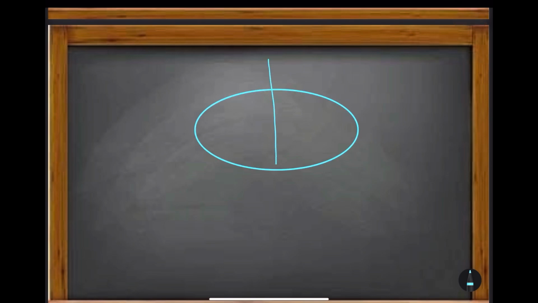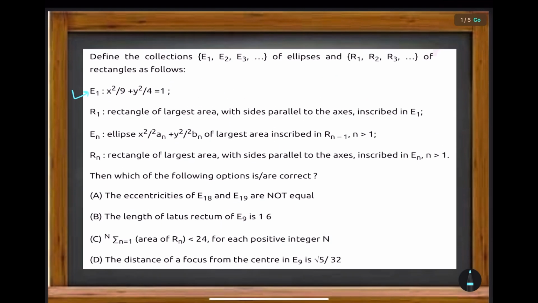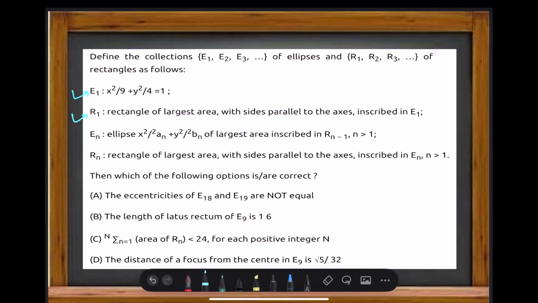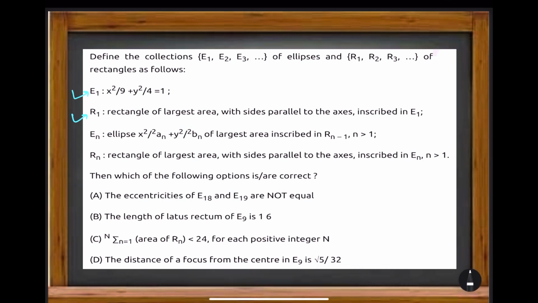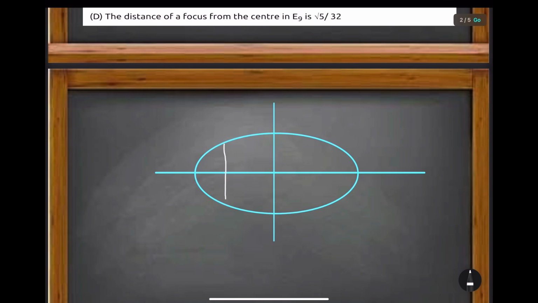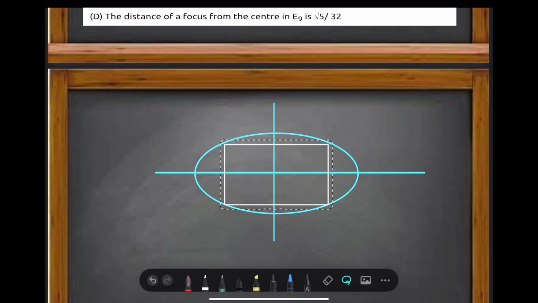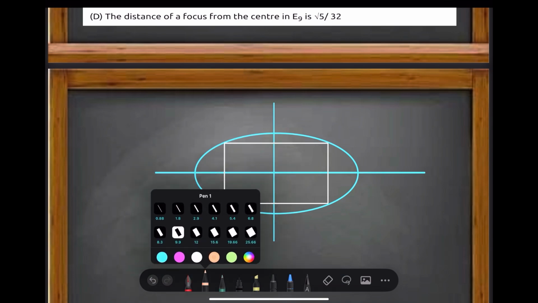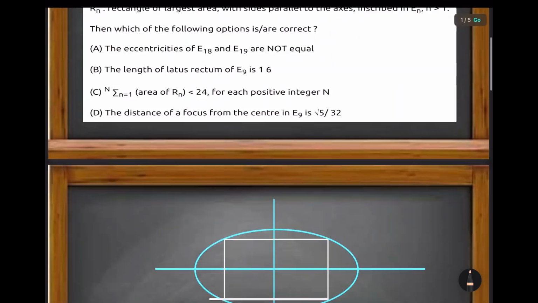Okay, so look at this. For better clarity, we will go with the diagrams. Now R1 is a rectangle of largest area, with sides parallel to the axes, meaning sides will be parallel to the x-axis and y-axis, inscribed in E1. So the rectangle is inside E1. Suppose this is the rectangle which will have the largest area. So this is the largest rectangle which can be inscribed in the ellipse E1. This is R1.